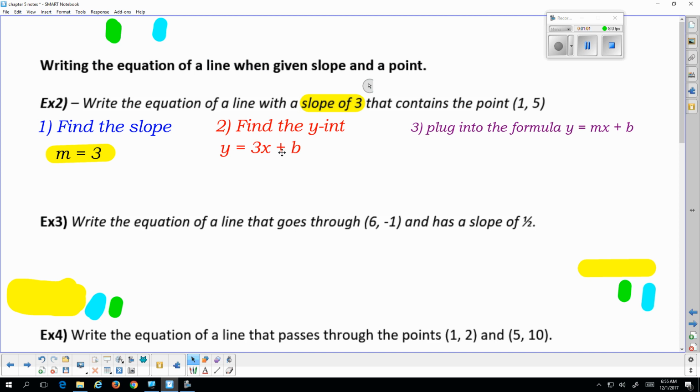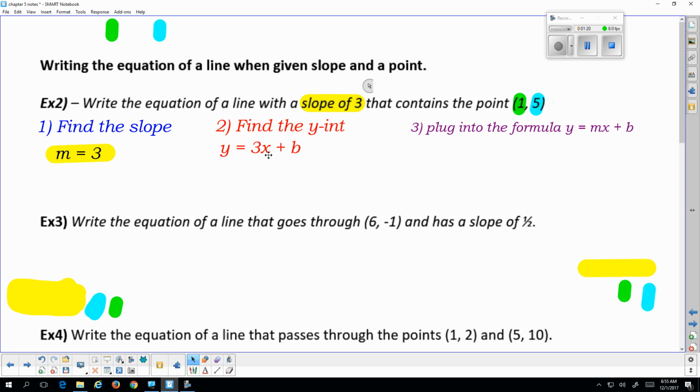So far we have the equation y equals mx plus b. We have the slope of 3. But we need to find b. What else does the problem give us? It gives us a point on the line. So I'm actually going to use that. So we see we have 1 is x and 5 is y.